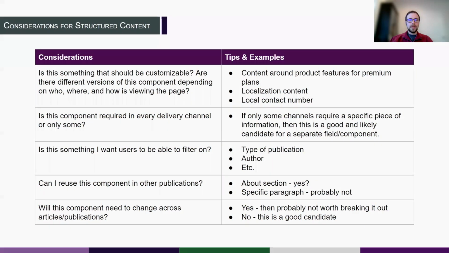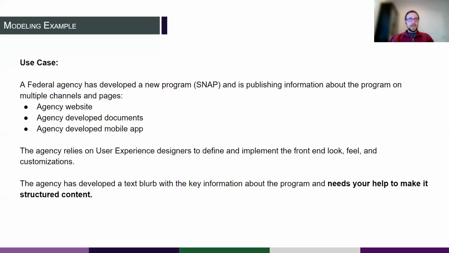All right, looking at time, we're getting there. All right, so, modeling example. I mentioned the SNAP program by the USDA. So imagine, put your content designer hat on, and here's the situation. We are a federal agency. We have the content for it. We want to put together a website for that, as well as a mobile app, to put out the agency content.